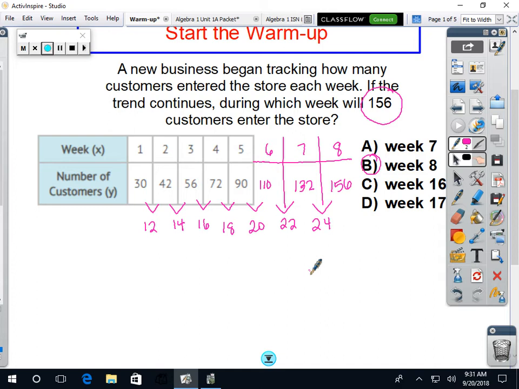Does that make sense to everybody? All you had to do was be able to recognize the pattern and then continue it out until you got to that number for your Y value.